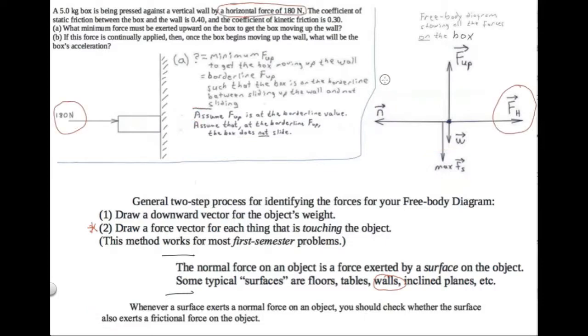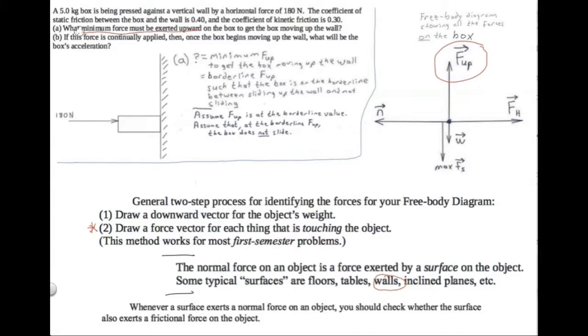The problem tells us directly that there is a horizontal force of 180 newtons being exerted on the box. So we know that we need to include that horizontal force in our free body diagram. We could refer to that as an applied force, but there's also going to be another applied force, so to speak, the upward force. So to distinguish between those, I won't call either of those the applied force. Instead, I'll refer to this force as the horizontal force to distinguish it from the upward applied force.